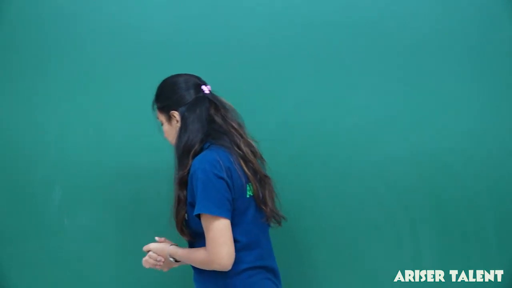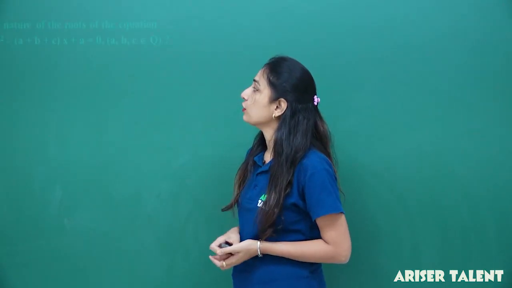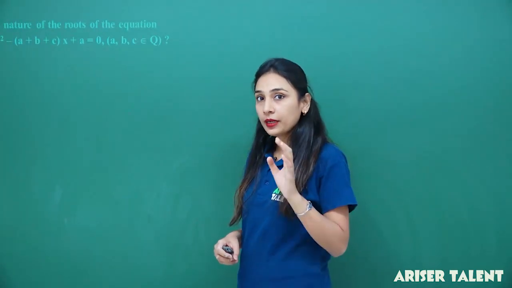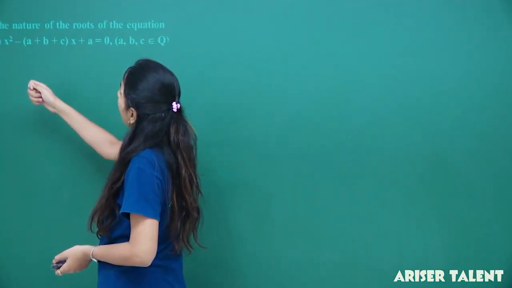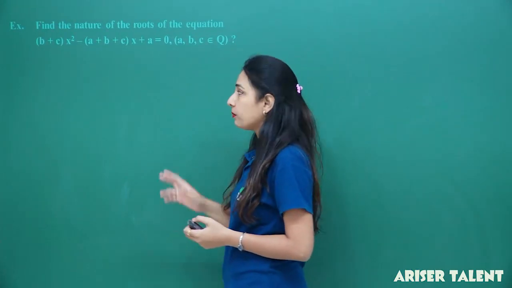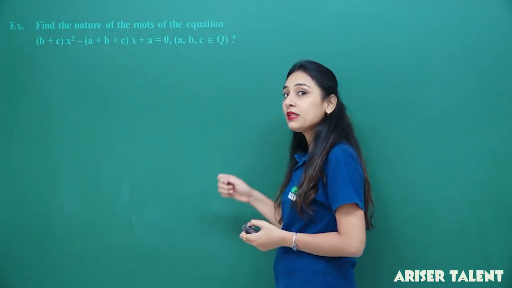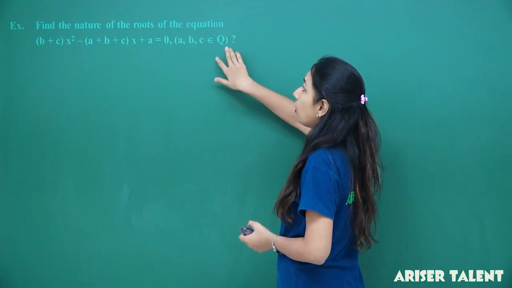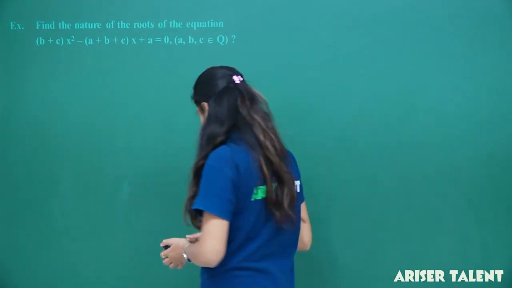Students, we are studying quadratic equations, and in that we have covered our theory part, roots and the polynomial quadratic equation. Right, now we are doing some interesting questions on particular roots of a quadratic equation, alpha and beta, right students? So we are finding the nature of the roots of the given equation, which is (b plus c)x square minus (a plus b plus c)x plus a equals to 0. Now a, b, c are what? Rational numbers, right students?